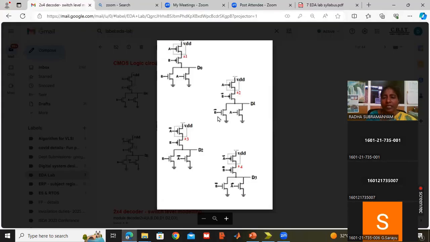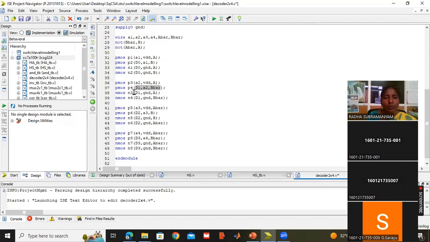So next NMOS, this NMOS, B bar and ground are the inputs. Here A and ground are the inputs. Both of them give D1 as the output. So B bar ground, A ground, these are the inputs. So the second NOR gate circuit is completed, where we will get D1 as output.